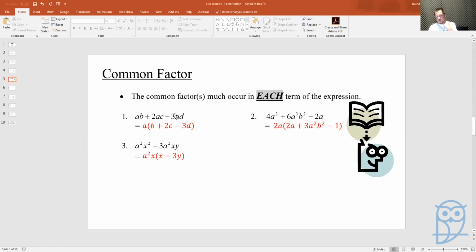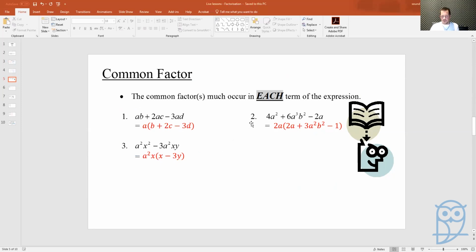So I asked you to do, first of all, these 3. So in this, my common factor was A. So when I take out A from this term, you're left with B. If we take out A from this term, you're left with a 2C. And if you take out A from this term, you're left with a minus 3D.